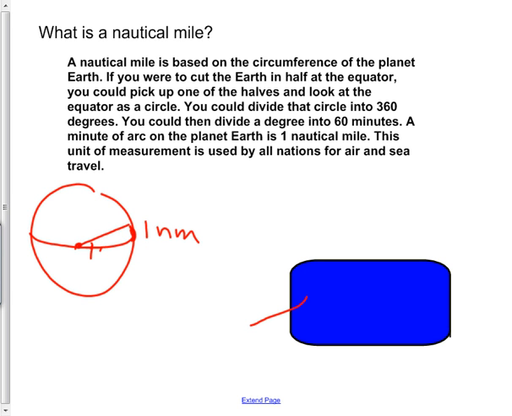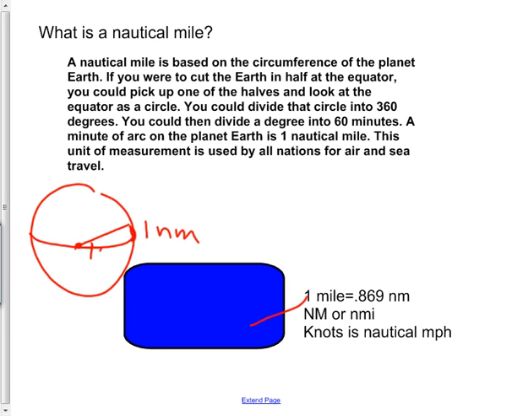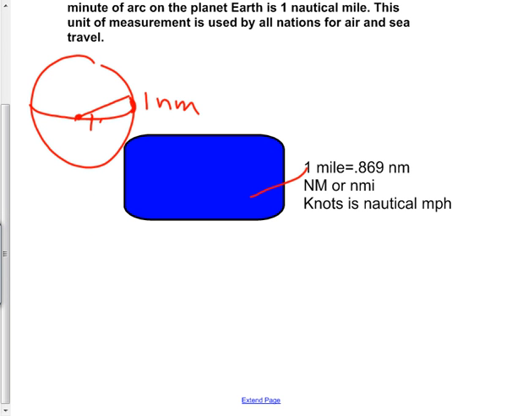So I found it. Where's my pen? 1 mile is about 0.869 nautical miles. And when we're doing these problems, you can say nautical miles, NM is the unit of measurement, or capital NM. And then knots is a nautical mile per hour. So when we say miles per hour, the knots is the nautical miles per hour.